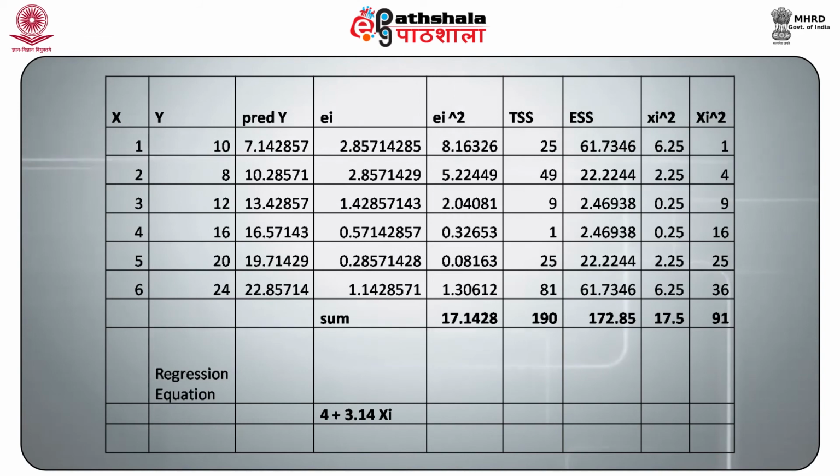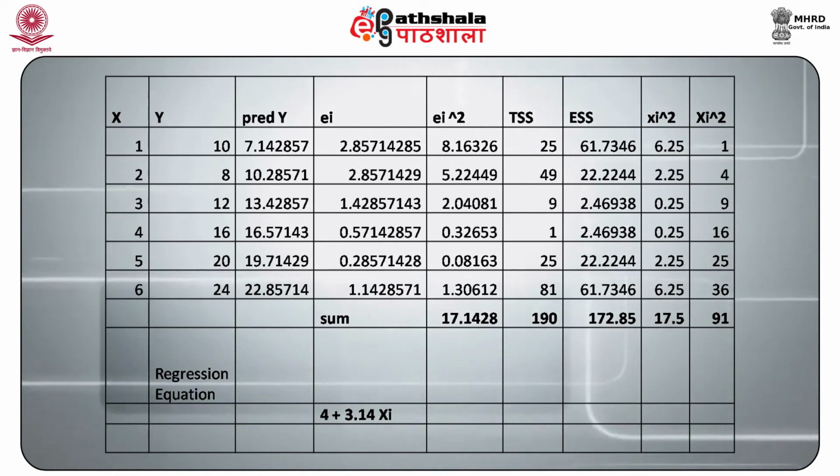So the first cell value is nothing but equal to 7.014857 minus 15 and it's a square. Now this comes out to be equal to 61.73, 22.22 and so on, and the sum total is equal to 172.85. In our next column, we have a small xi square, where small xi is nothing but xi minus x bar.